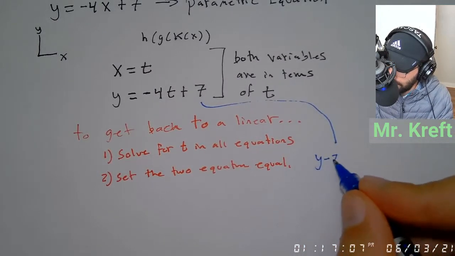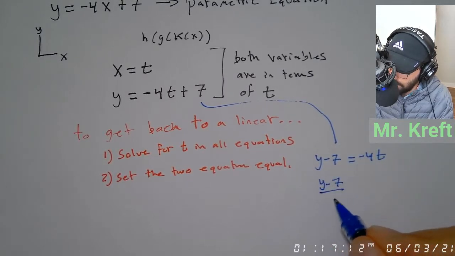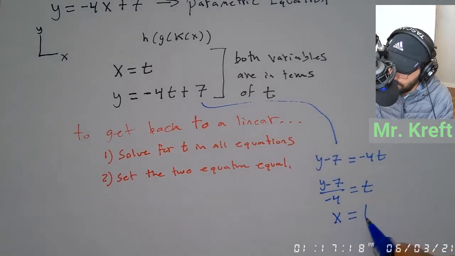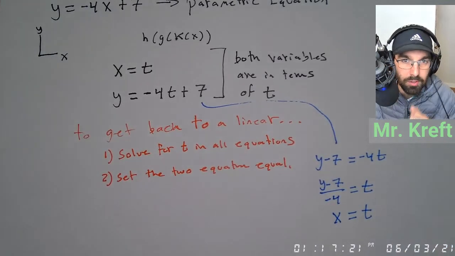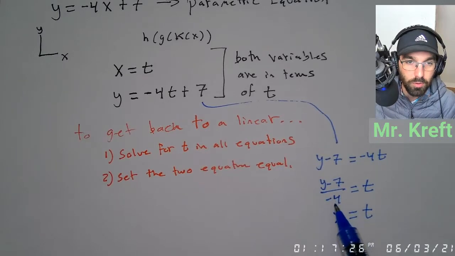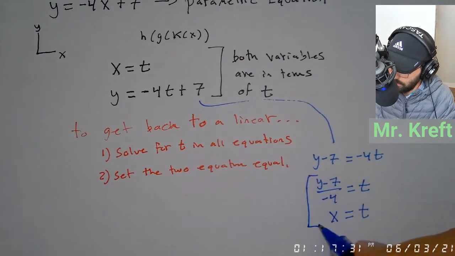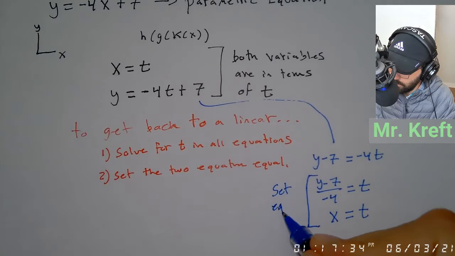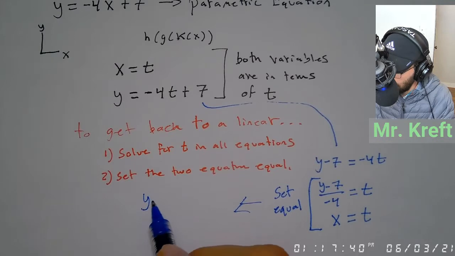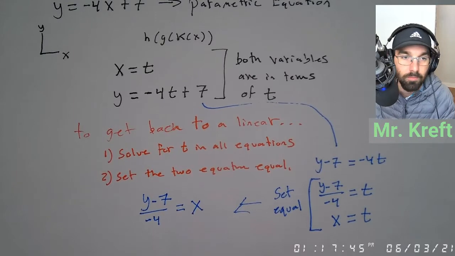So I get y minus 7 equals negative 4t. And then I get y minus 7 divided by negative 4 equals t. Okay, do you guys see how we have a system? Notice how I have y minus 7 over negative 4 equals t and x equals t. So I'm going to set them equal to each other. If I set them equal, I get y minus 7 over negative 4 equals x.